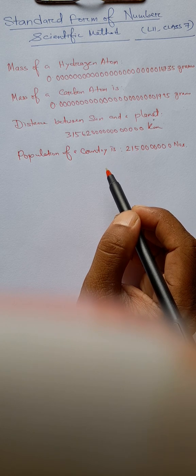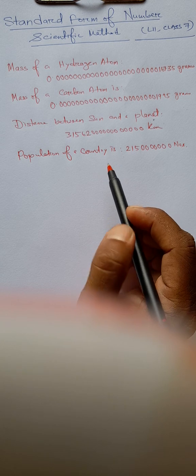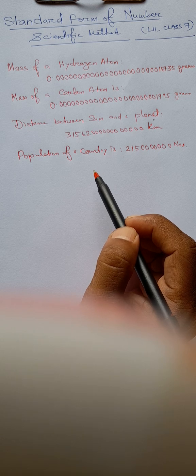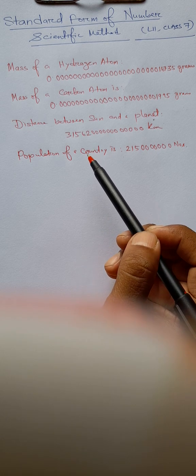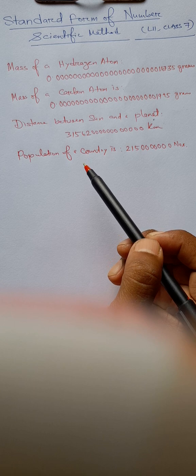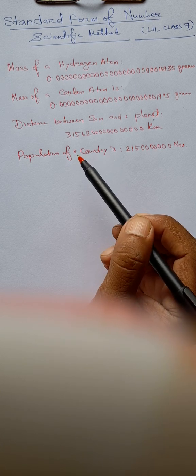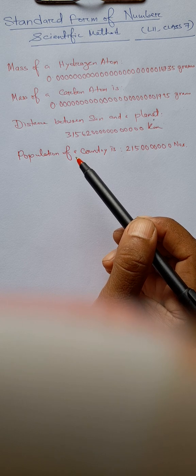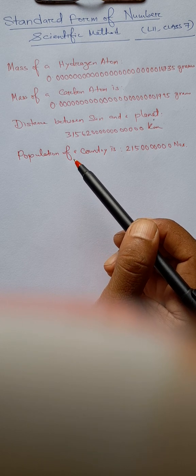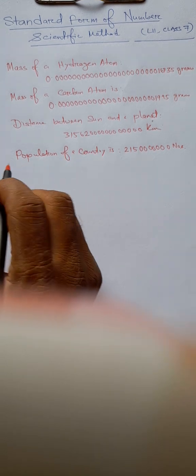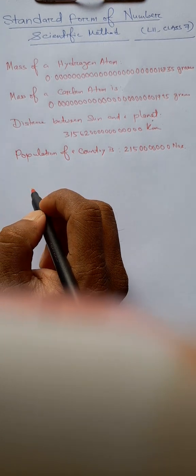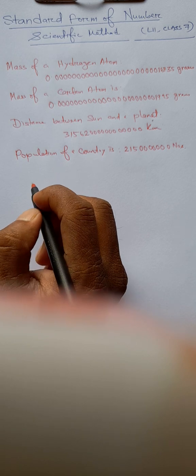This will be very crucial in your higher studies. Whenever you study physics or chemistry in higher classes, or any subject, you have to know how to express a number in scientific method. You have to write this type of numbers in scientific method. Then only can you compare the numbers. Now, how can we express a number in scientific method?